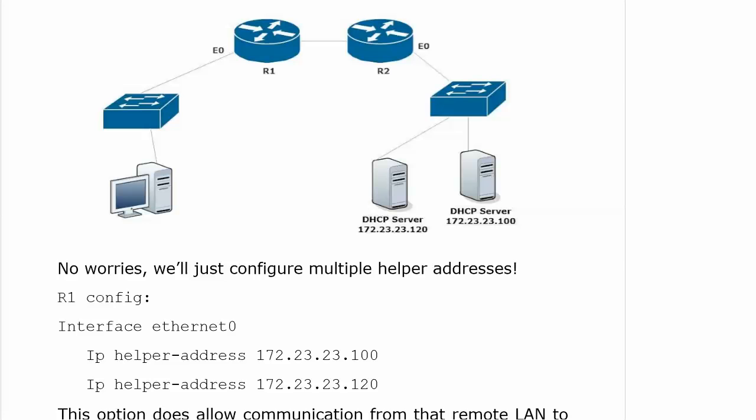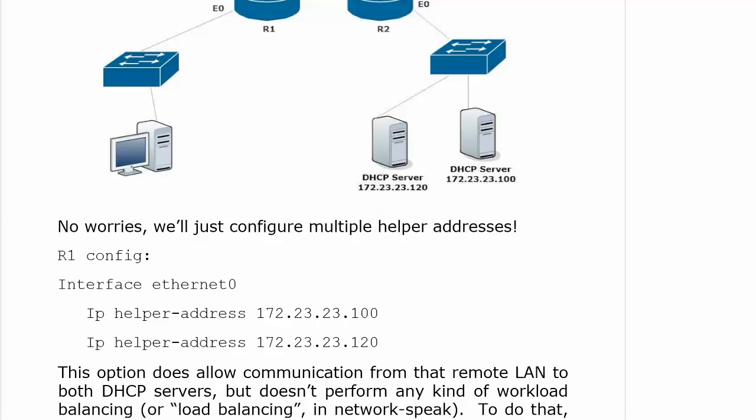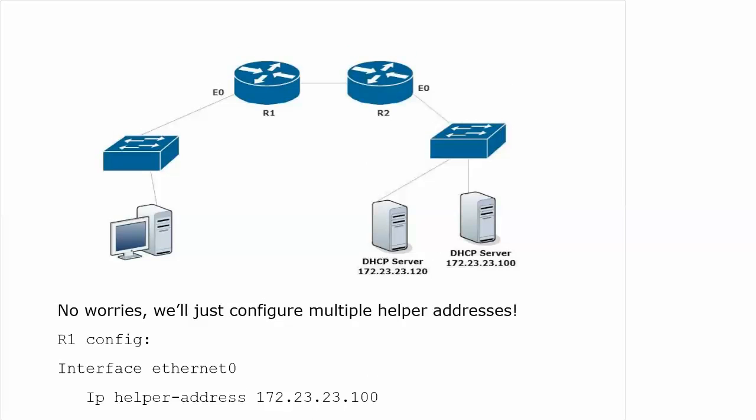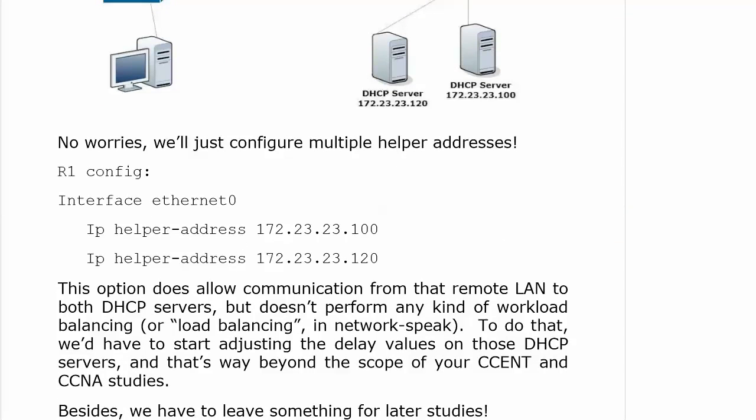Now, the reason I'm bringing that up here is that this doesn't really balance the workload automatically when you put more than one helper address. It's not going to send half of the requests magically to .100 and then the other half to .120. To do that, you have to start adjusting the delay values on those DHCP servers, and that is way beyond the scope of your current studies. And you're thinking, man, thank goodness, we've got enough to learn, right? But just keep in mind, it's great that you have more than one server there. You can use more than one helper address, but you're not doing any kind of real workload balancing there. We've got to leave something for you to look at later.